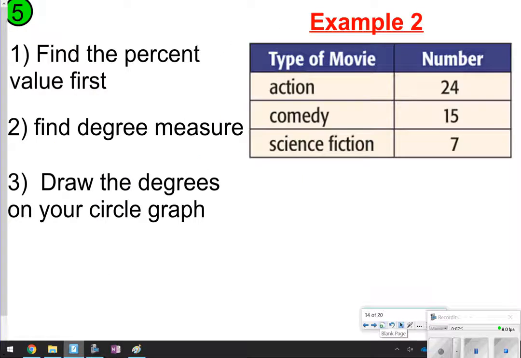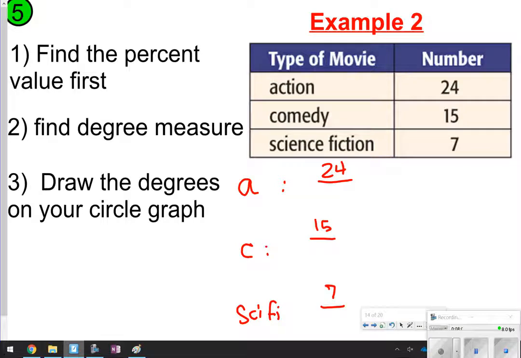This next one we're given is your second example, and it's not giving you the percent value yet. So what you have to do is take these numbers and make them into percentages. So action, and this one you are copying in your notes, so just make sure you're copying as well. You have action will be 24 out of something, comedy will be 15 out of something, and science fiction will be 7 out of something. So you just have to add these numbers up. So we have 24 plus 15 plus 7 is 46, just double checking. So each of those will be out of 46.